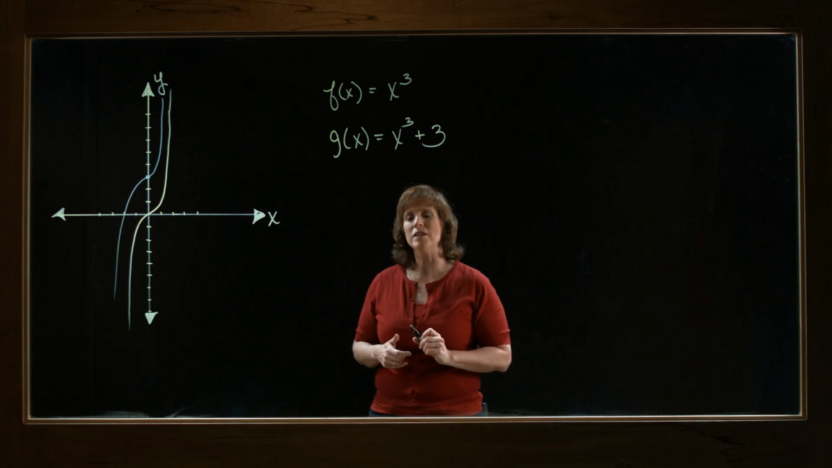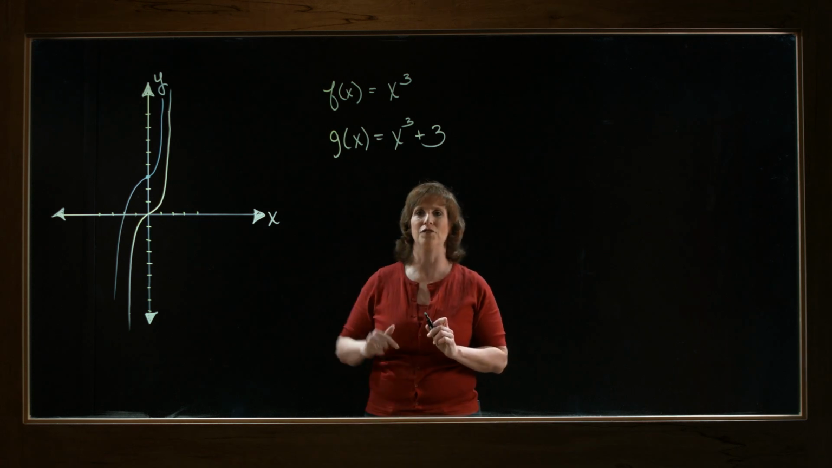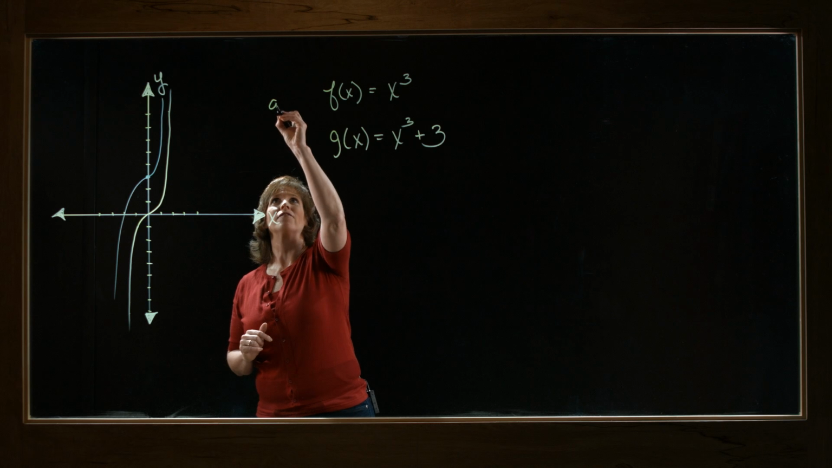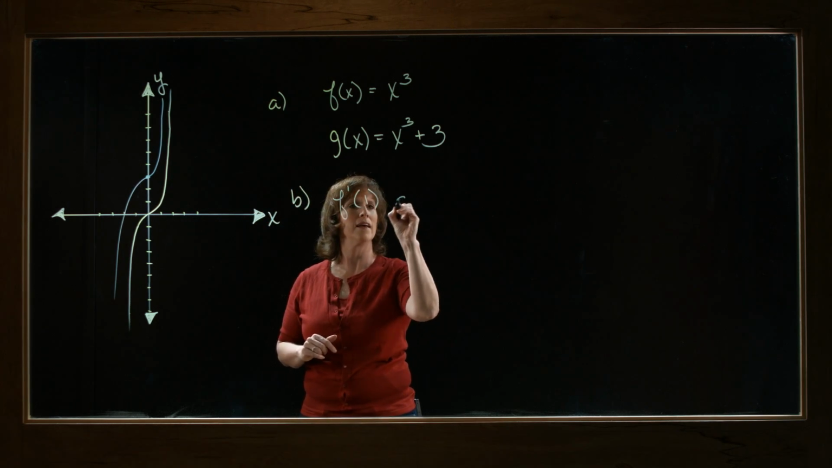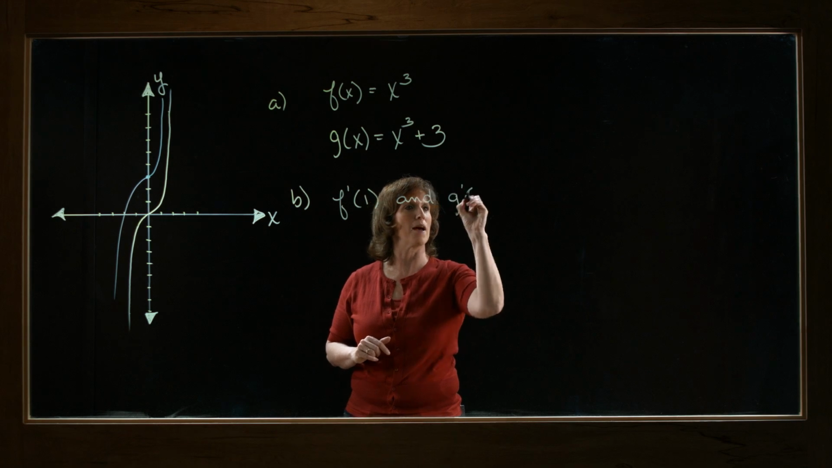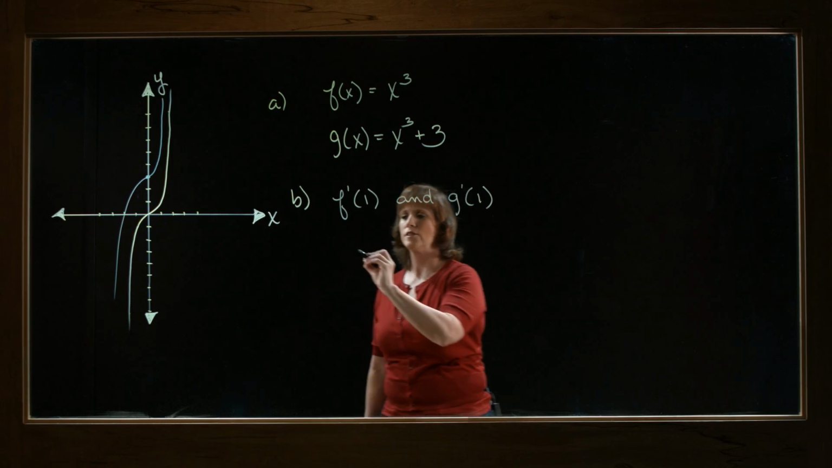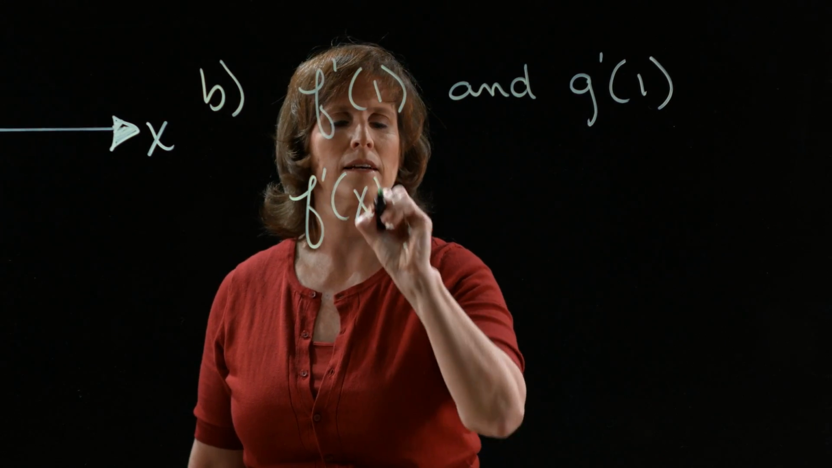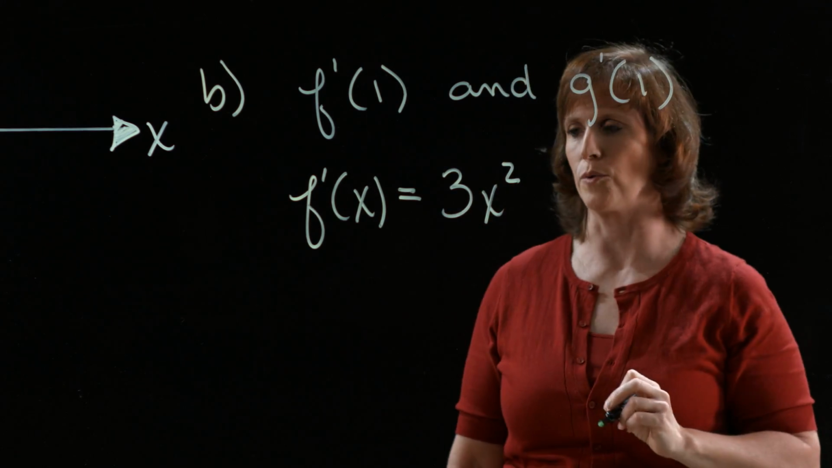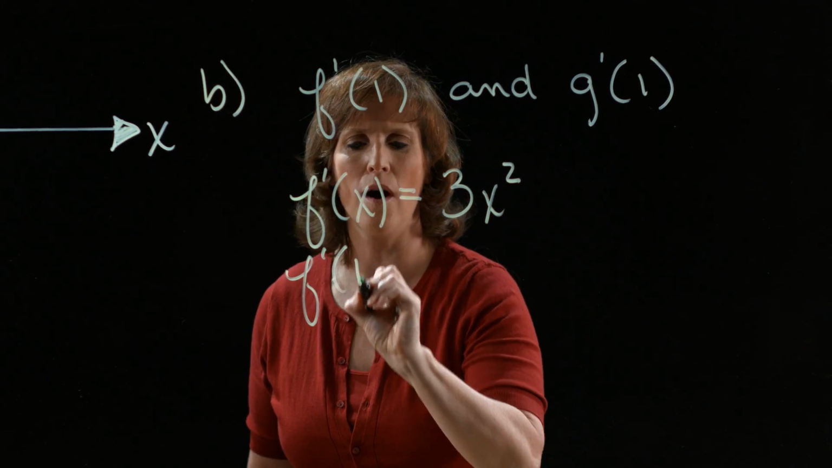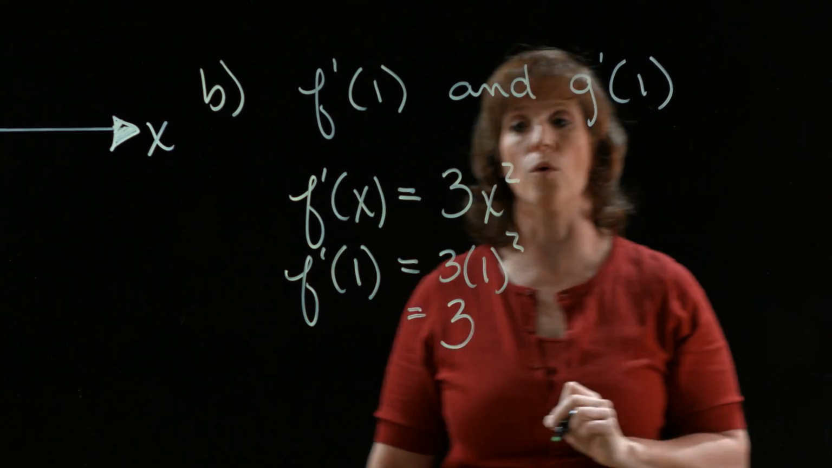The second part is to evaluate the derivative at the point 1 for each of these. So this was part A, graphing. Part B will be to find f prime of 1 and g prime of 1. In order to do this, we need each of the derivatives. So f prime of x is going to be 3x squared, simply a power rule. And f prime of 1 then is 3 times 1 squared, or 3.